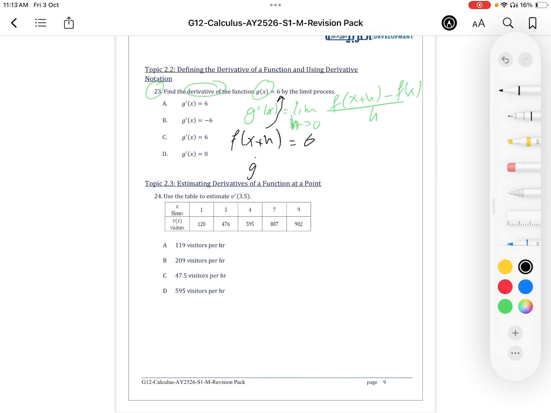So g prime is equal to the limit as h approaches 0. F of x plus h, we mentioned, is 6, minus the original function, which is already 6, divided by h. So 6 minus 6 is 0, divided by h is 0. So the derivative is 0.